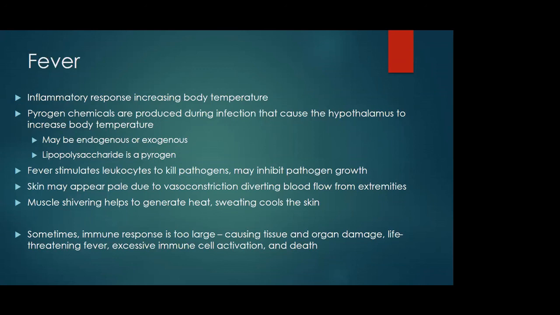Sometimes, though, that immune response is too big, right? We've talked about superantigens, overactivation of the immune system. Overactive immune cells will just start killing everything they find. And that causes tissue damage, organ damage, life-threatening fever, and death. And that is the end of innate immunity. Next time we'll talk about adaptive immunity.